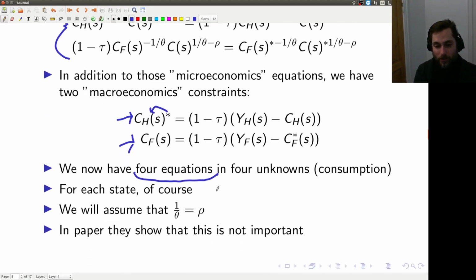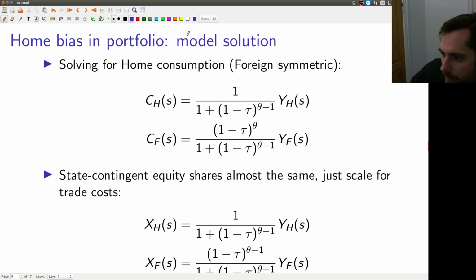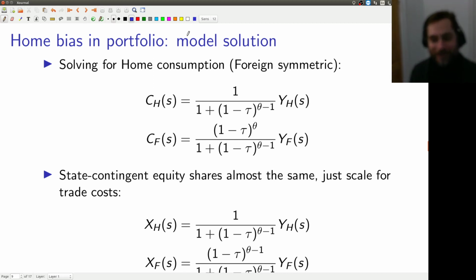For the rest of the discussion, we're going to assume that 1 divided by theta is equal to rho. It's not essential to do that, but it makes the algebra a lot easier. You can see why just by looking at this equation. If 1 divided by theta is equal to rho, then this power goes away, and it makes everything easier to solve. That's all. I'm not going to do the solution, but if you want, you can go through the algebra. It's not that difficult with that assumption that 1 divided by theta is equal to rho. But it gives you this solution.